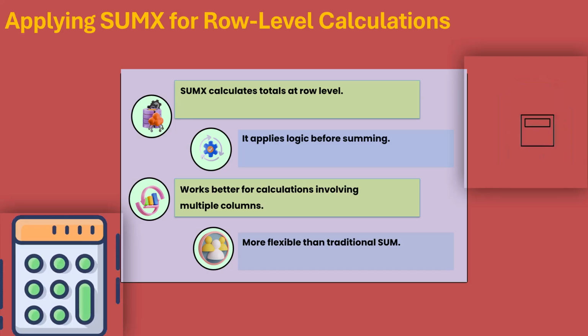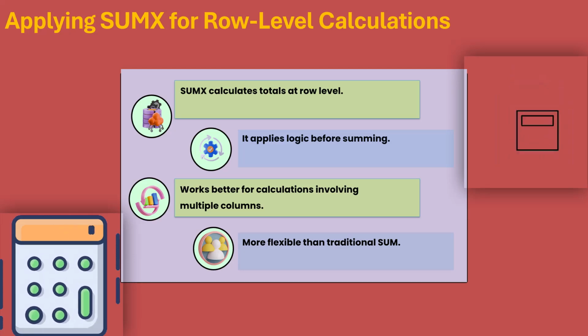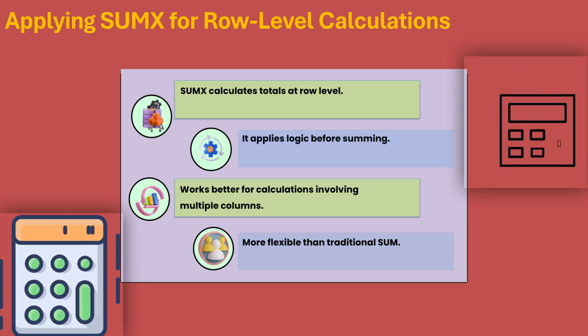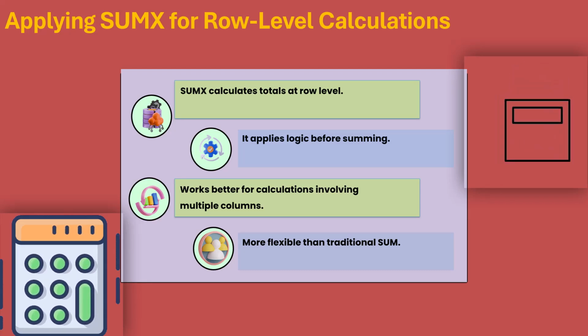SUMX is SUM's smarter cousin. It doesn't just total numbers, but also applies logic at the row level first. Think of it as counting apples only if they are ripe rather than counting all apples blindly. It's a great choice when you need calculations across multiple columns. If SUM is the simple calculator, SUMX is the one with extra features.